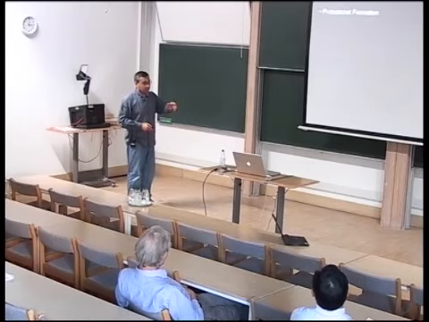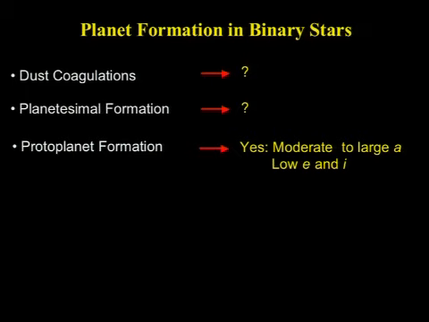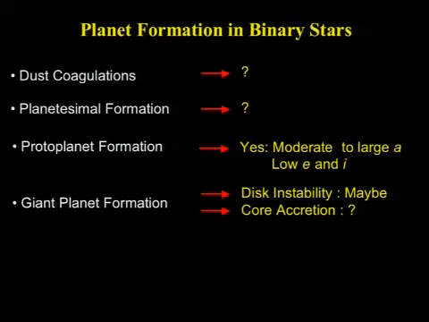Protoplanet formation, growing from kilometer size to moon to Mars size objects. It looks like we are getting a handle on that, but still work to do. It looks like if we have moderate to large eccentricity for the binary, moderate to large semi-major axis for the separation of the binary, and low eccentricity and inclination, we should be able to do that, but we still have to take into account a lot of interaction between protoplanets as they are growing, with the gas and vice versa. Giant planet formation, disk instability, maybe.